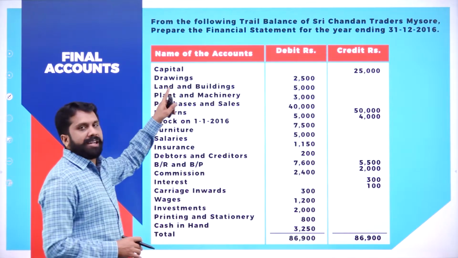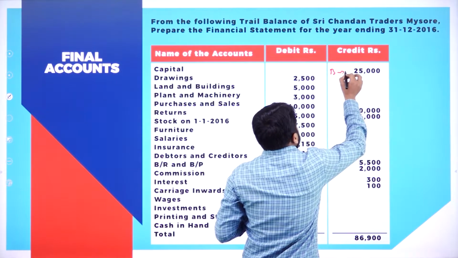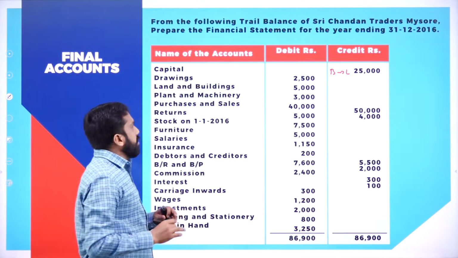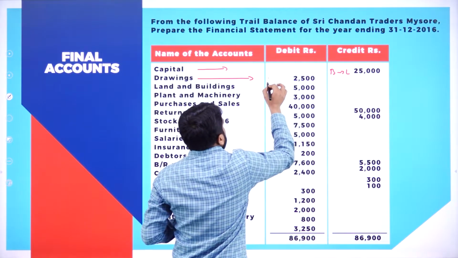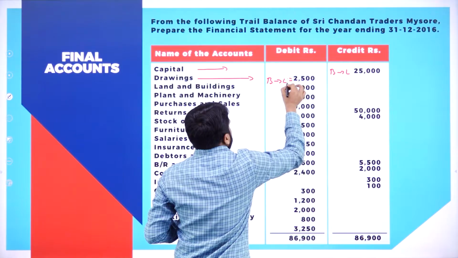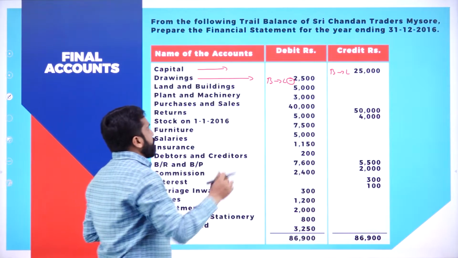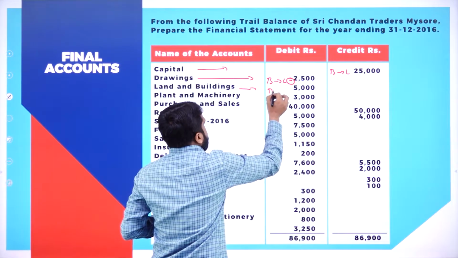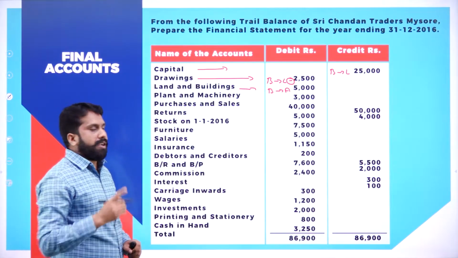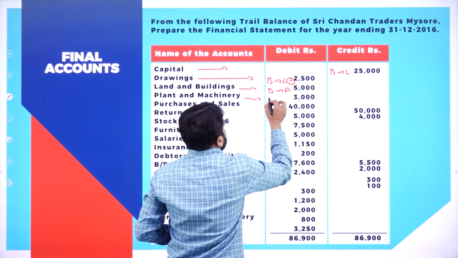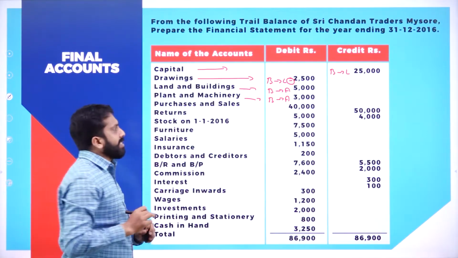The first one is what? Capital. Capital comes where? Yes, this is balance sheet liability. Your capital is done. Next one is what? Drawing. Balance sheet liability, it is minus. Next, land and building. It is nothing but balance sheet asset. Plant and machinery. Balance sheet asset. Next, purchase and sales.